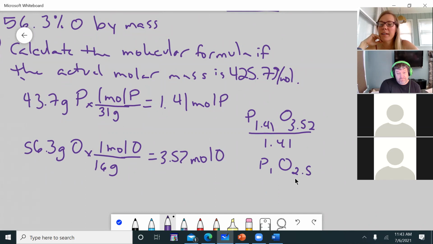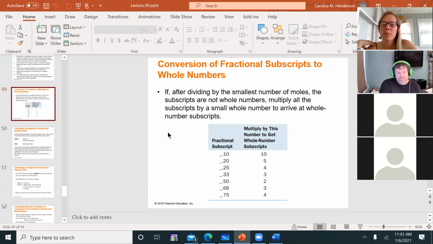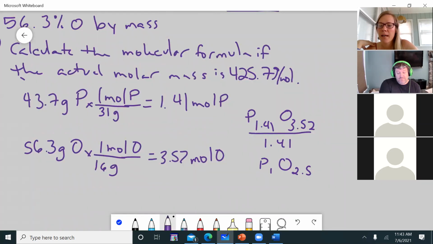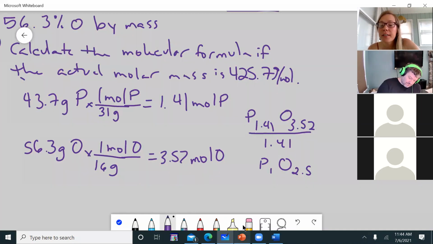I wanted to do a problem like this where we ended up with a decimal. So we're not quite a whole number. What do we have to do? Well, you reference that chart over here. What's the decimal that's giving us trouble? The decimal giving us trouble is that 0.5. So what do we do when we have a 0.5? We multiply everything by 2. And that may have a cascading effect on how you were able to answer the rest of it.